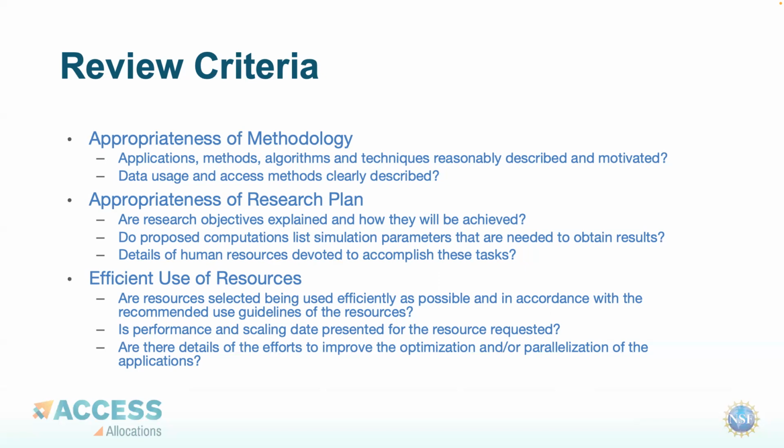Then the last part is the efficient use of the resources. There's a competition for these resources, a lot of requests, a lot of research groups out there, and you want to make sure that you're going to make best use of these resources and use them efficiently. So this is where the code performance and scaling document comes in, where you've detailed that you've done the testing, that you have done the tests on the resources or some resource that's very similar, and you're able to make efficient use of these resources.